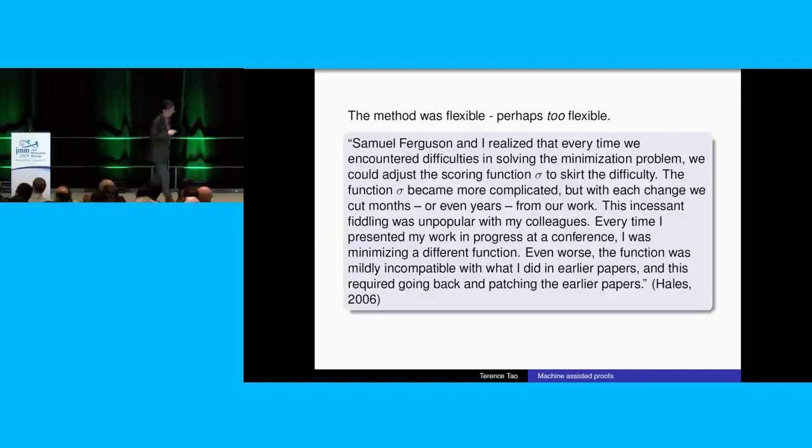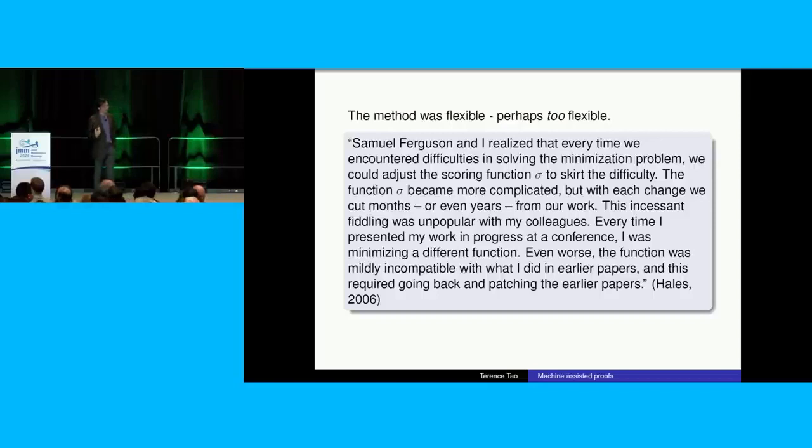So here's a quote from Hales. It says that Samuel Ferguson, who was Hales' collaborator, and I realized every time we encountered difficulties solving the minimization problem, we could adjust the scoring function to scale the difficulty. The function became more complicated, but with each change, we could cut months or years from our work. This incessant fiddling was unpopular with my colleagues.